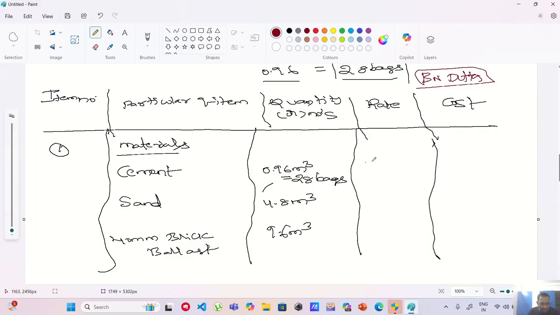So cement rates are clearly mentioned. One bag costs 330 rupees per bag. This is very important, you have to mention it here. 330 rupees per bag. And the sand is 1500 rupees per cubic meter. And the last one is brick ballast, the coarse aggregate, which is 1000 rupees per cubic meter. You have to mention this clearly. If you miss this, you will be confused.